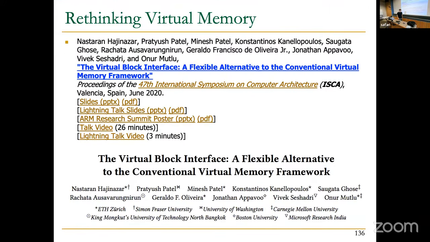Another example, also a pretty nice one, is the virtual block interface, another example of hardware-software co-design. This proposal from 2020 is about redesigning virtual memory entirely, providing memory controllers with the capability of allocating memory and making everything more efficient. This will probably also be a required or recommended reading in the course.